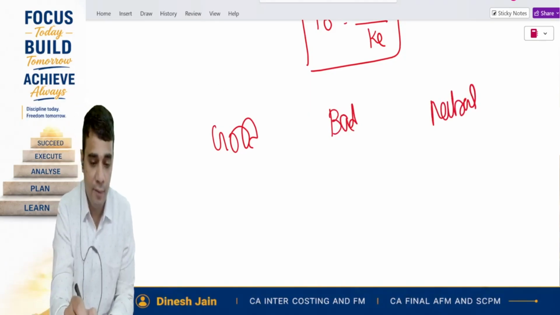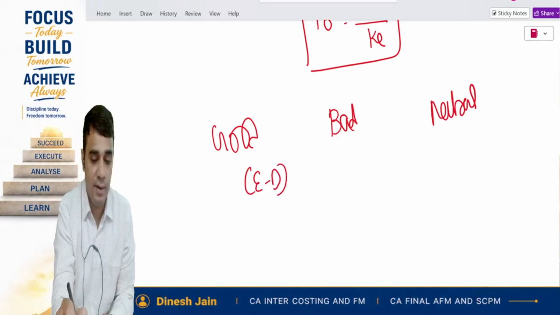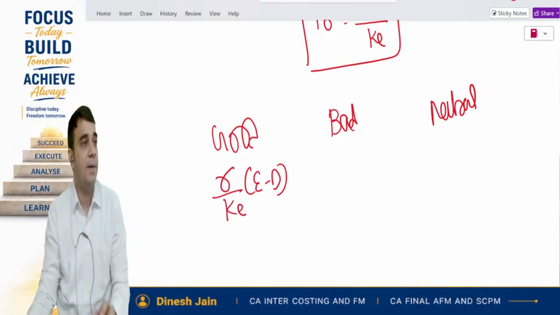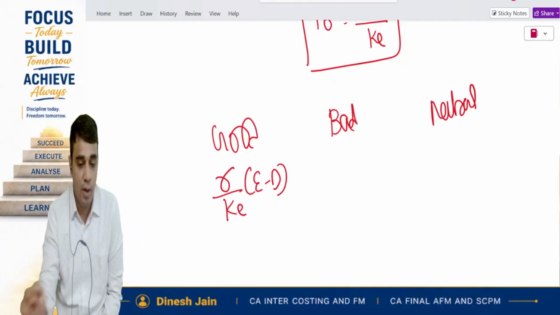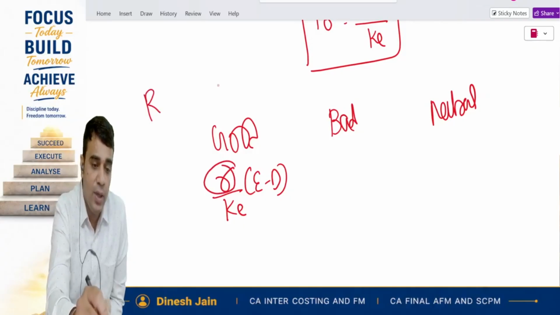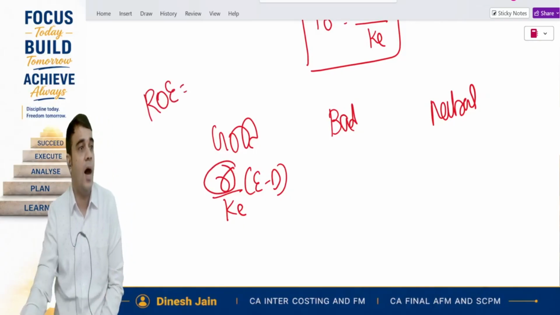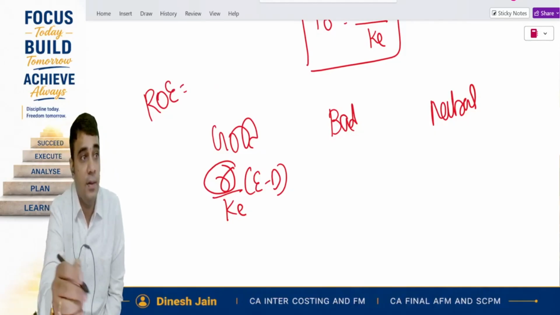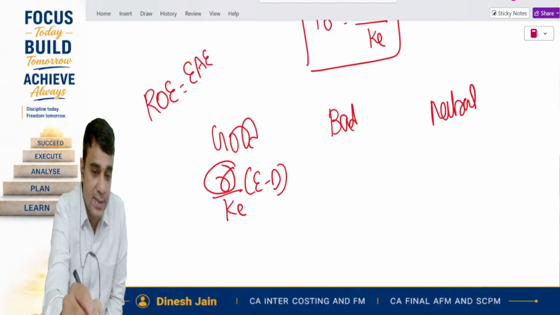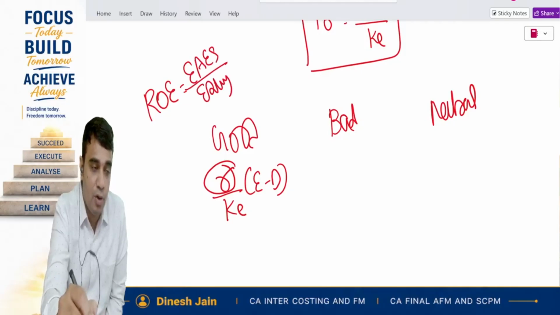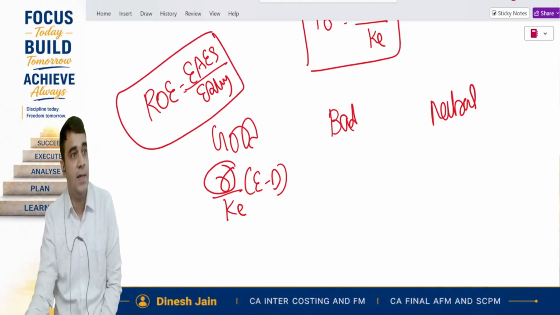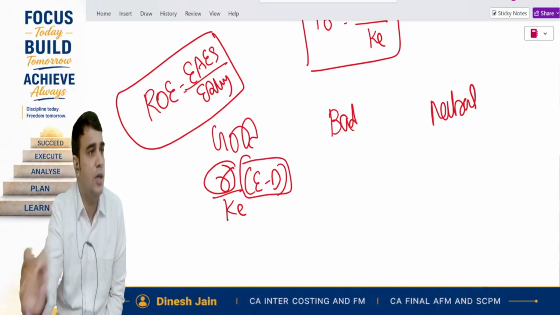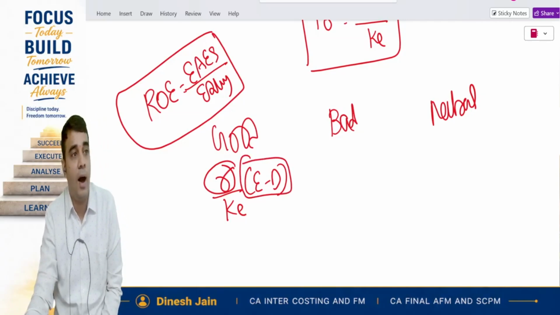Good means whatever we did, E minus D, we multiply with something called R by K. What is R? R is the ROE of the company. What is the formula for ROE? EAES divided by amount of equity, ratio analysis. So this E minus D, which you use in the numerator, will have a multiplier called R by KE.